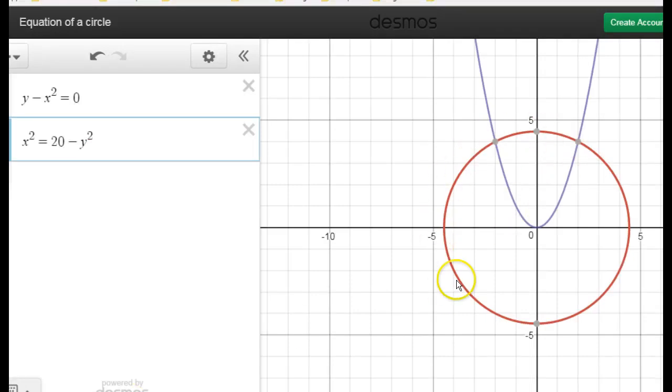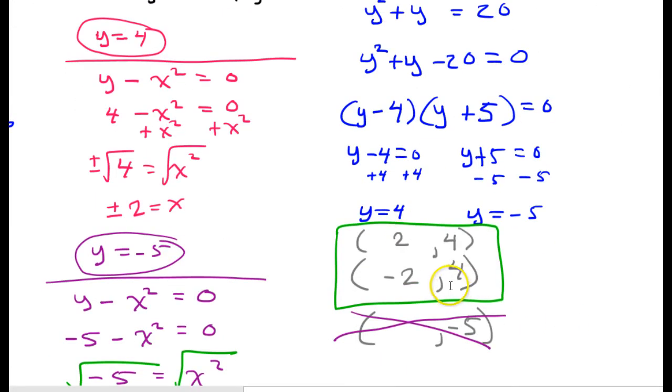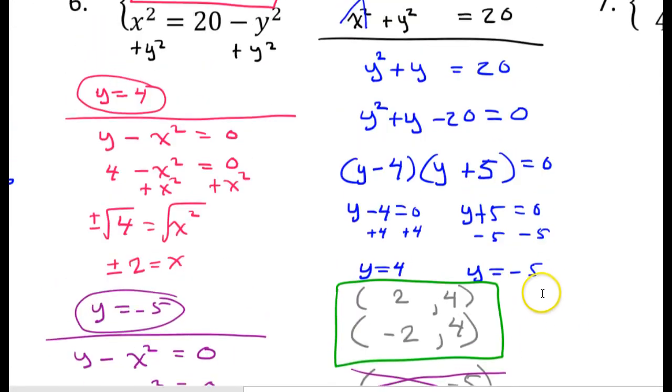Alright, so you can see we had a circle and a parabola, and we have these two intersection points, negative 2 comma 4 and 2 comma 4, which are the two solutions that we came up with. So good job.